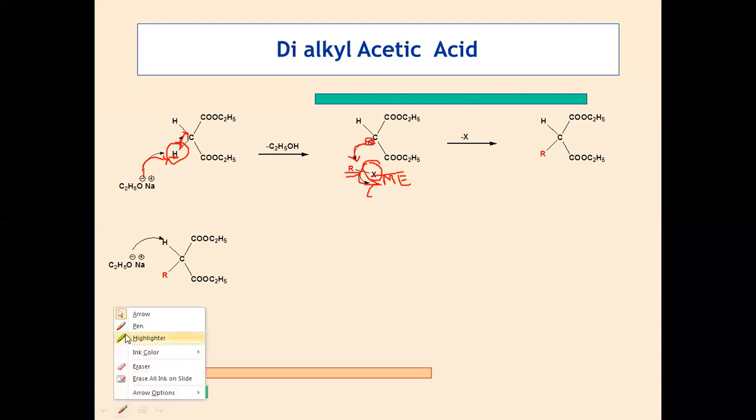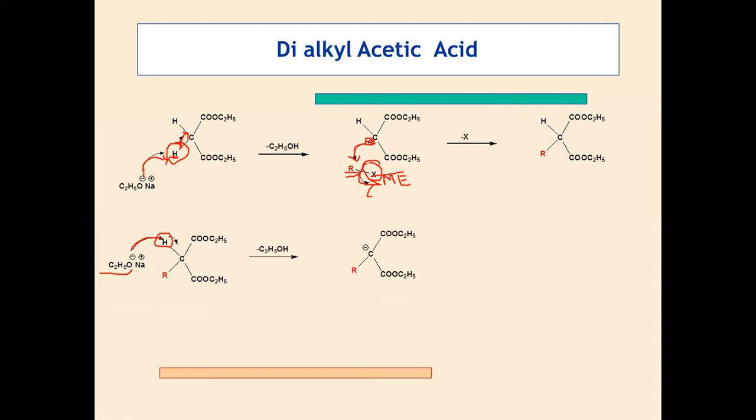See here, the proton which is here, what does this proton do? This proton is to be abstracted. A proton is to be abstracted by means of strong base, that is a sodium alkoxide. Again, this step is to be repeated, and there is a formation of this carbanion. So this proton is to be removed, and you will get a negative charge on this carbon.